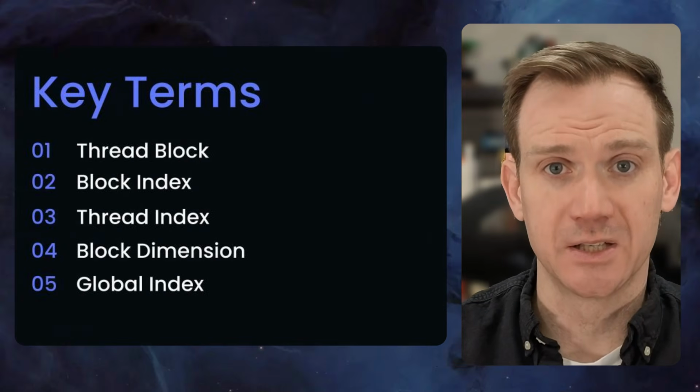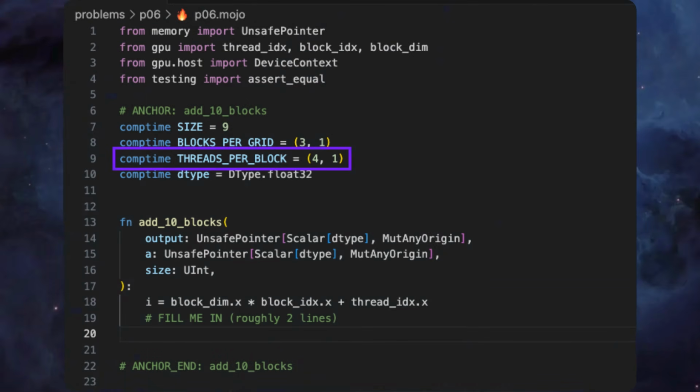Let's define some key terms. A thread block is a group of threads that execute together on a streaming multiprocessor. In this puzzle, we have 4 threads per block. Block index identifies which block a thread belongs to. In our case, with 3 blocks, this ranges from 0 to 2. Thread index identifies a thread's position within its block. With 4 threads per block, this ranges from 0 to 3.